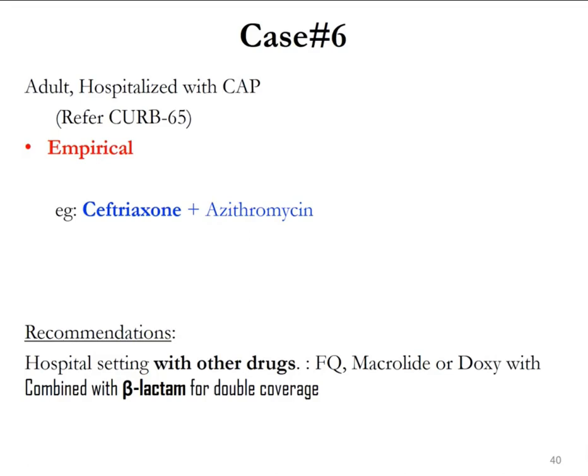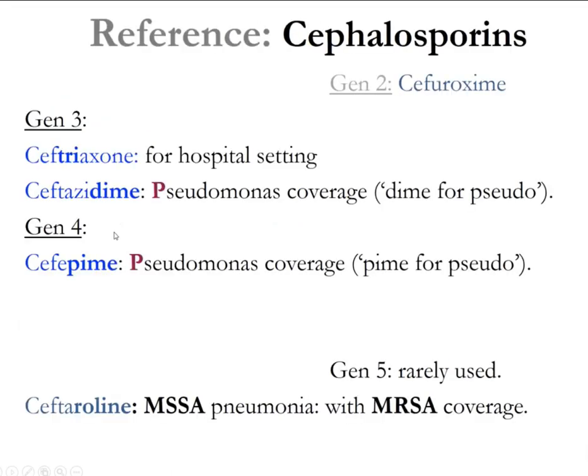Bactericidal, you used it. The next bactericidal drug is in the class cephalosporins. Remember, this is also a beta-lactam. It can guarantee that it can kill all the bacteria by targeting the cell wall. Okay, so let's look at it. Ceftriaxone is the major drug. Of course, to get a broader spectrum, you can add azithromycin. Recommendation in hospital setting with other drugs: you can add fluoroquinolone, macrolide, doxycycline, anything you can come up with second, but combined with the beta-lactam for double coverage. The beta-lactam, first one we discussed in the serious condition, the hospital situation, is ceftriaxone.